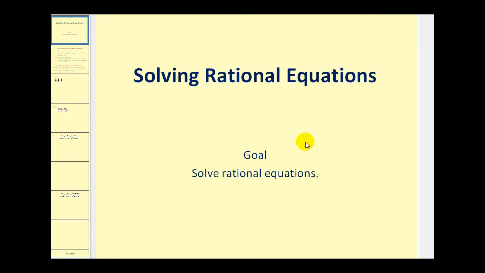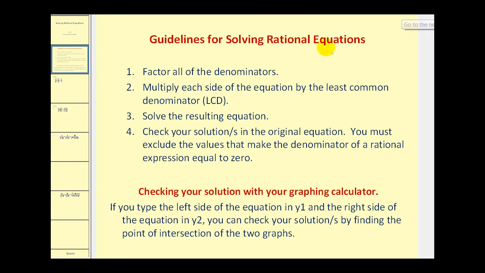Welcome to a video on solving rational equations. Let's go ahead and get started. Here are the guidelines for solving rational equations.